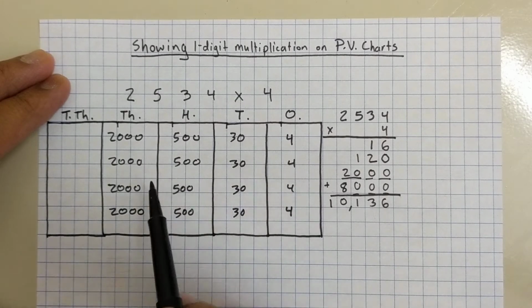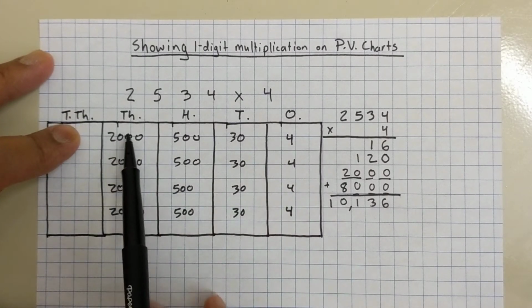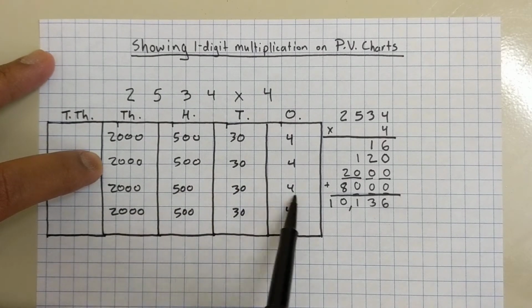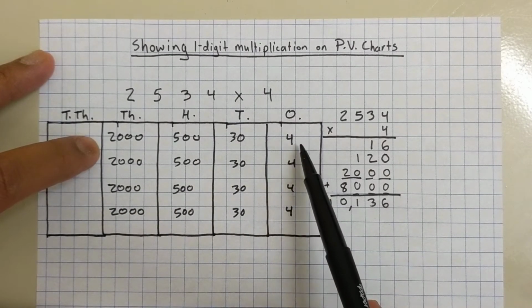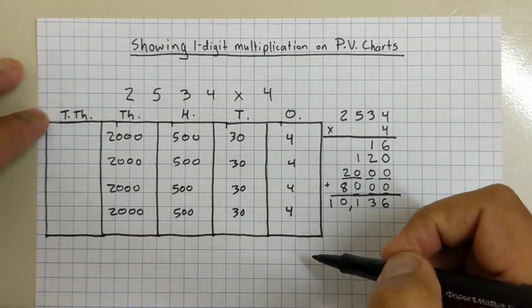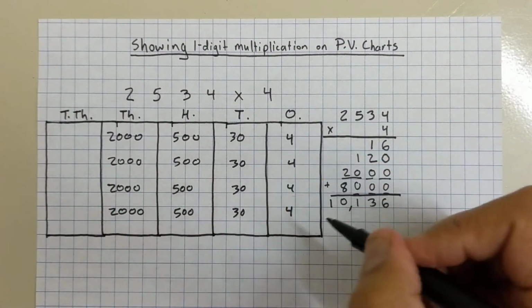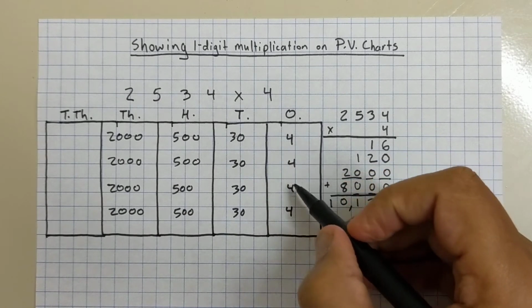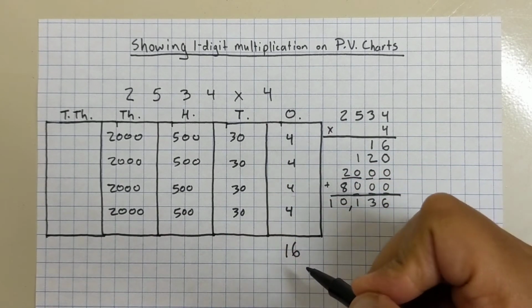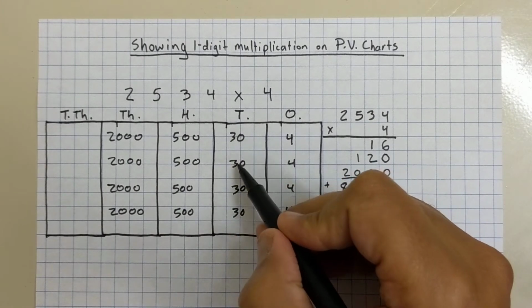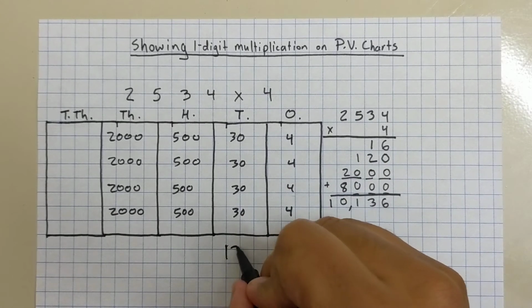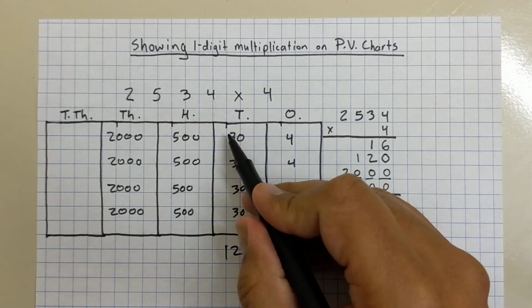Once you have it all written in there, you can see I've got 2,534 and another 2,534 and another one, so I'm doing it 4 times. Once I've got that, I can add up all of these place values and see what I've got. 4 plus 4 plus 4 plus 4 is 16, and obviously think of that as a 4 times 4 if you'd like. 30 plus 30 plus 30 plus 30, 30, 60, 90, 120. Again, 3 times 4 is 12.